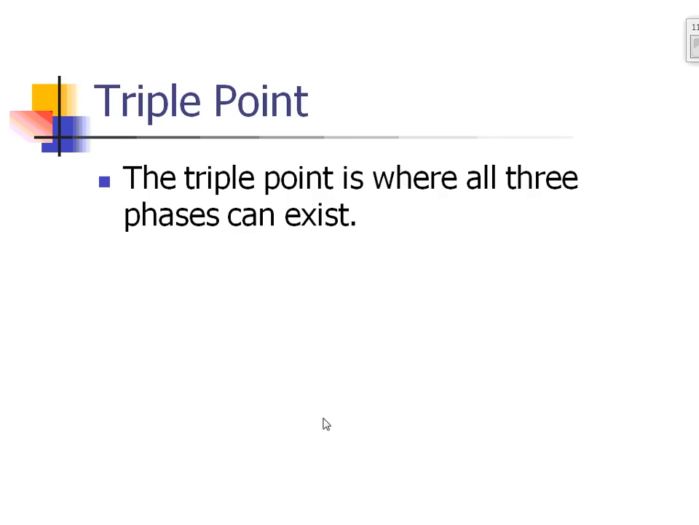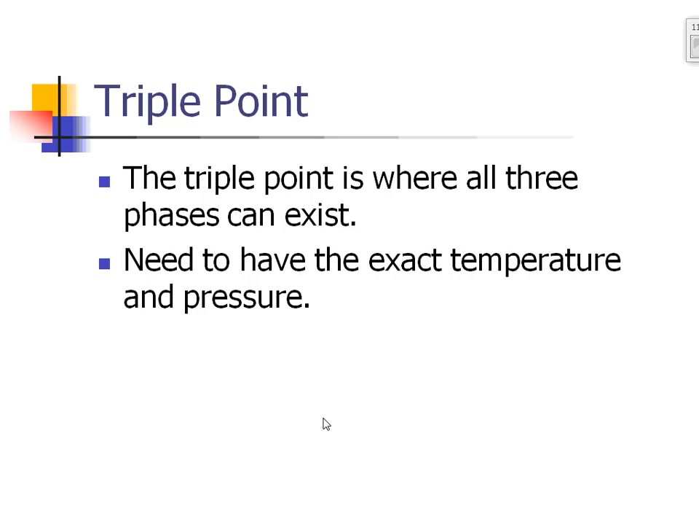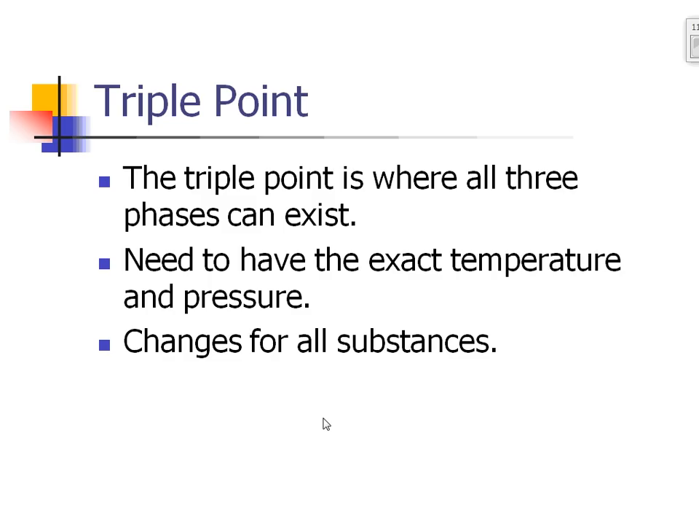The triple point that I was talking about is where all three phases can exist. Just remember that you have to be at that exact temperature and exact pressure for it to work. Phase diagrams change depending on what substance you're looking at. Water is different from methane, which is different from carbon dioxide. Any substance you're looking at has a different phase diagram, so the triple point is going to change.